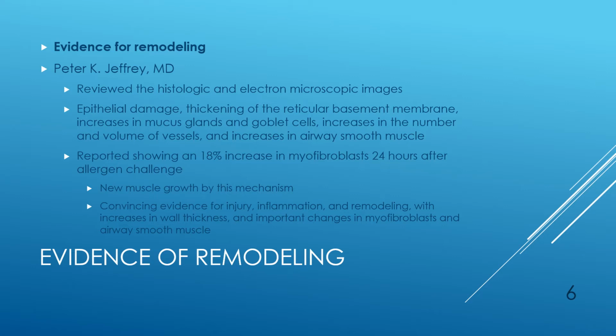Why this is important is because as these cells increase in size and you get increased smooth muscle, you narrow the airway. And when you narrow the airway, you have restriction, and that's why you have a hard time breathing. When you give a nebulized treatment, it doesn't work for this because you have some physical changes to the airway. He also showed that there was an 18% increase in myofibroblasts 24 hours after an allergen test. What that means is if the airways are subjected to an allergen, something they're allergic to, there was an increase in muscle cell growth by 18%.